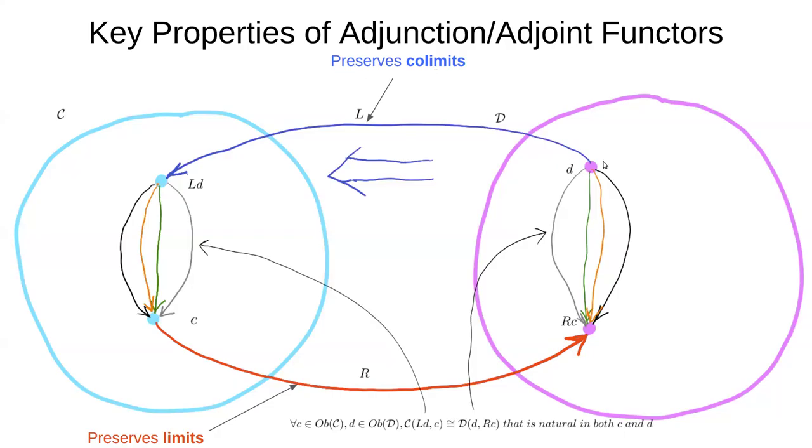They don't change. So if I have a colimit, give me an example of a colimit. There are a lot of things that fall into colimit. A pushout is a colimit. A coproduct is a colimit. It turns out an initial object is one too. So if there were a coproduct over in D, what would it mean for L to preserve it?